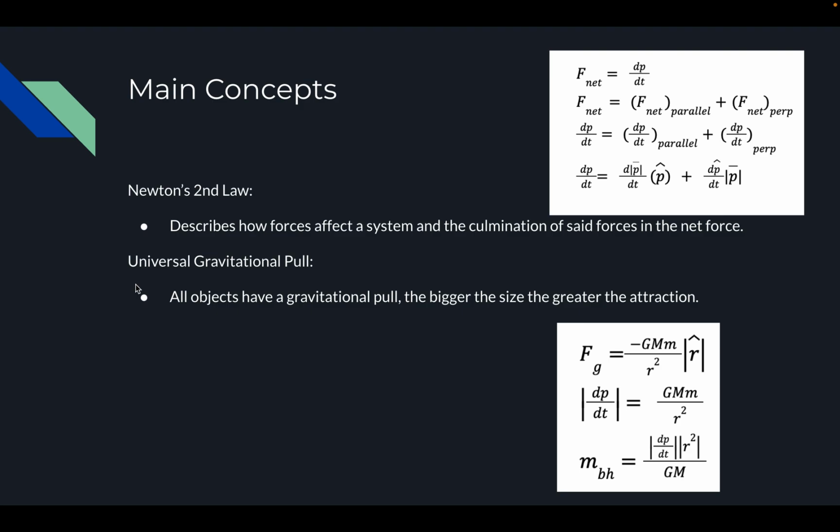Newton's second law describes how forces affect the system, and the accumulation of these forces is the net force. In this experiment, the two forces were a parallel and a perpendicular force, with universal gravitational pull being the parallel force. As those add together, they equal the net force. Universal gravitational pull, as stated, is something all objects have, and the bigger the size, the bigger the attraction. It's calculated by this equation, as we'll see later in my code.